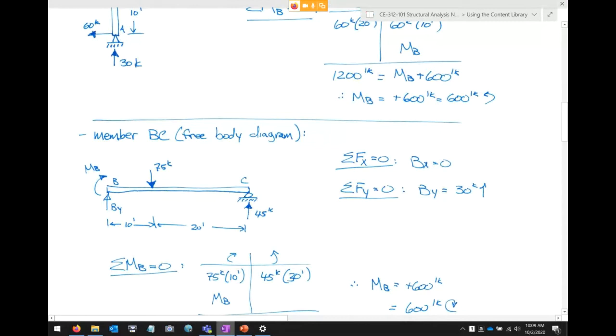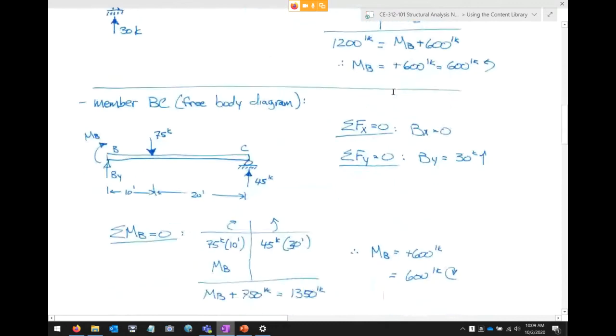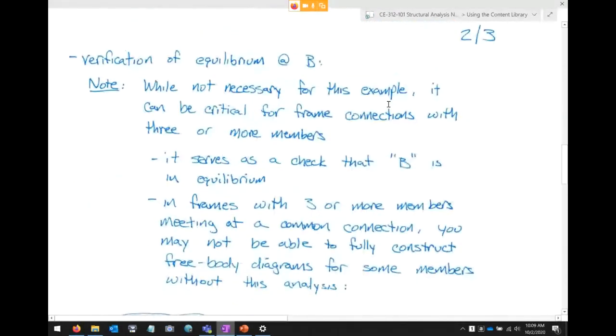So if I'm being completely honest, the investigation of the joint equilibrium is really not all that necessary for this problem. But I want to go through the practice just to make sure you got an idea of what we're talking about. While it's not necessary to investigate the equilibrium at joint B, it can be critical for frame connections with three or more members because it serves as a check that your joint's in equilibrium.